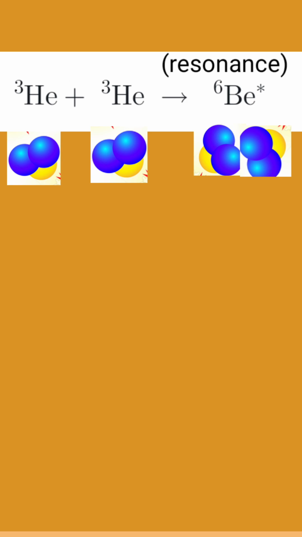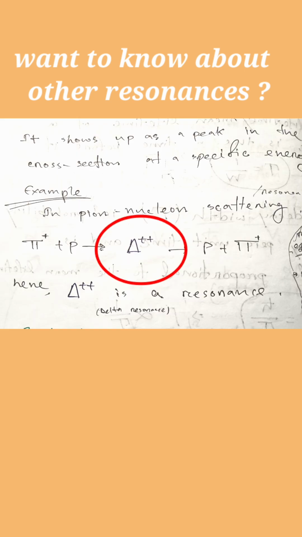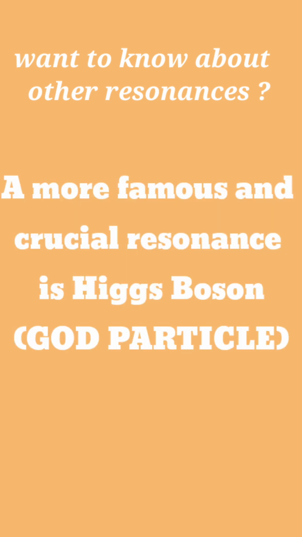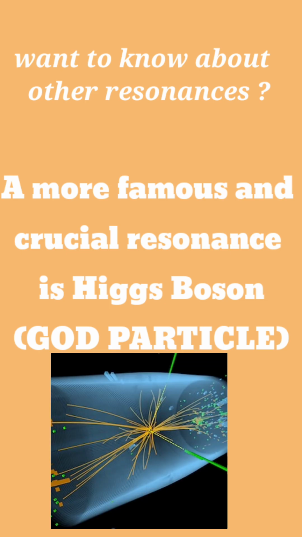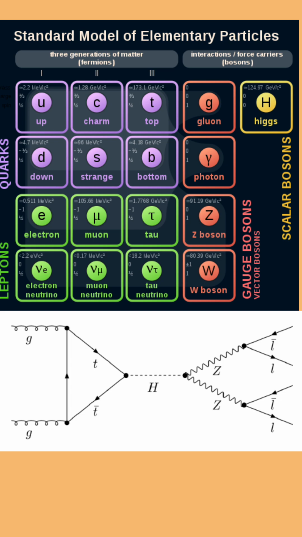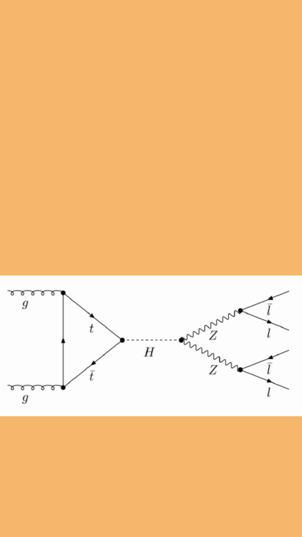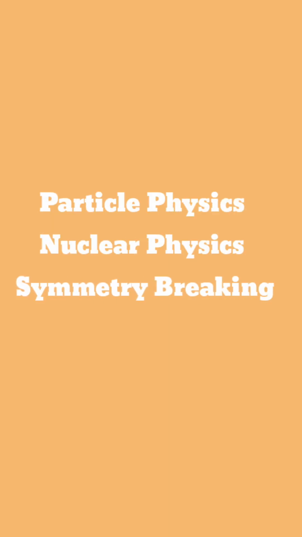There are many famous resonances. For instance, we have the delta resonance, and a more famous resonance is the Higgs boson, which is responsible for providing mass to an object by the Higgs mechanism. And in our next video we will talk about the Higgs boson. To understand this, you really need to have a strong passion for particle physics and nuclear physics, symmetry breaking, and all these crazy things.